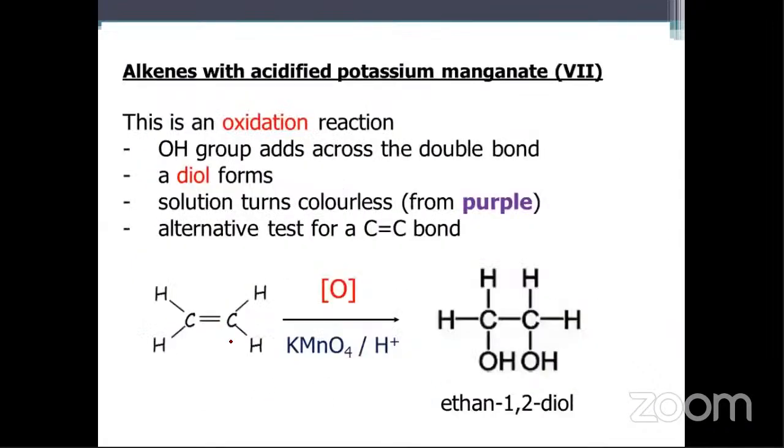So here you have it. You have your ethene, and you react it with potassium manganate, and you get 2 OH groups coming off across the double bond. And it's called a diol, which is ethane-1,2-diol.